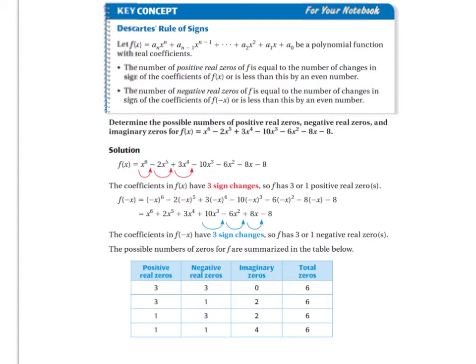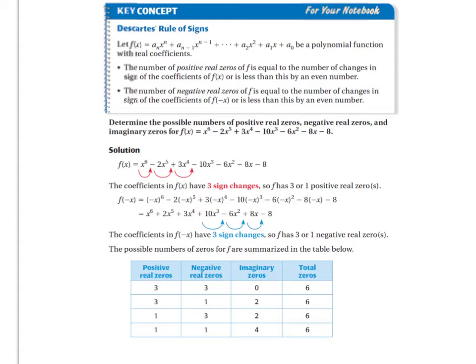Here, we're going to determine how we can find which type of solutions to expect, and it's called Descartes' rule of signs. So all we're really looking for is how many sign changes are happening. First off, how many sign changes are happening with just the f of x. So here's an example right here. F of x equals x to the 6th minus 2x to the 5th plus 3x to the 4th minus 10x to the 3rd minus 6x squared minus 8x minus 8. I know it's a lot, but we're just looking for sign changes right now.